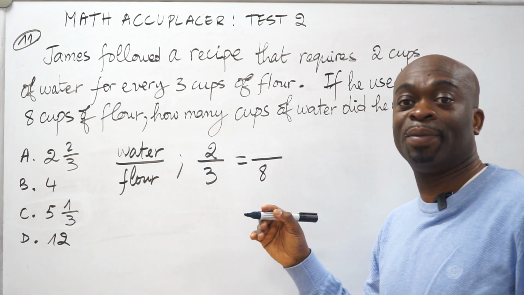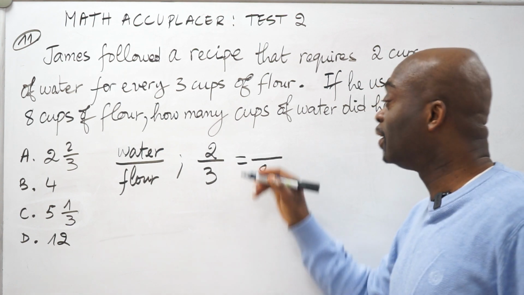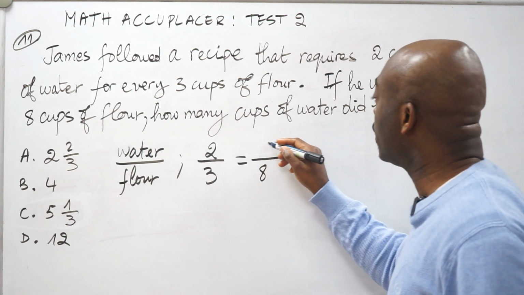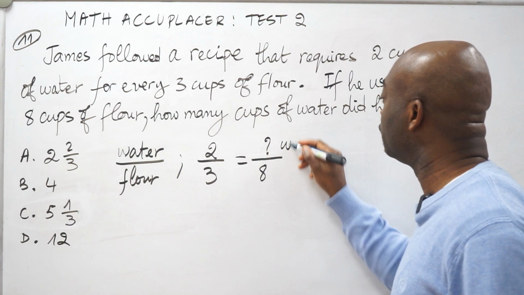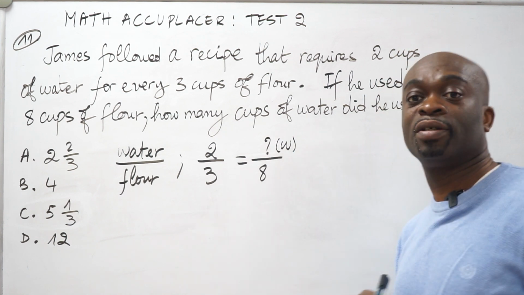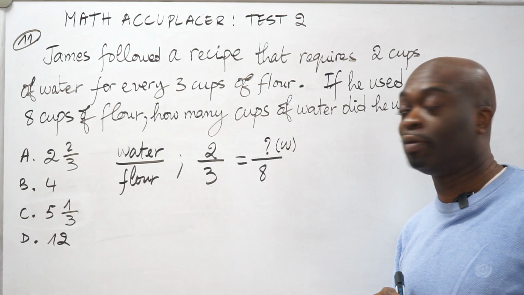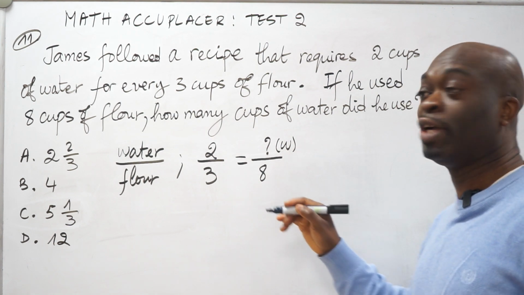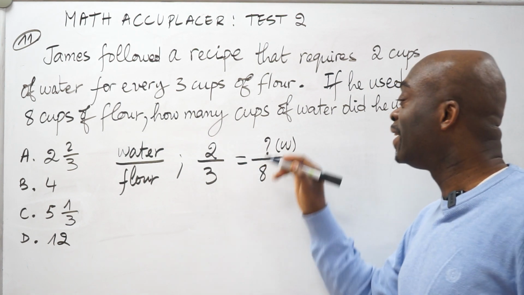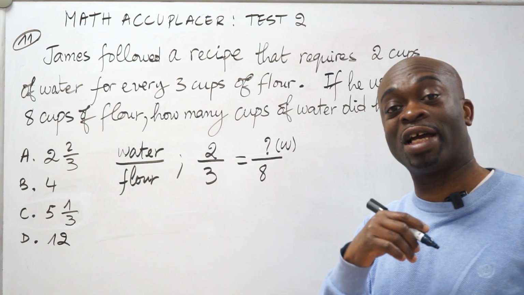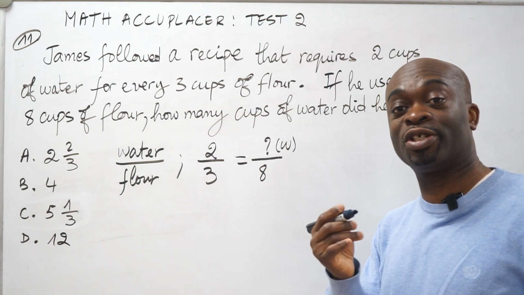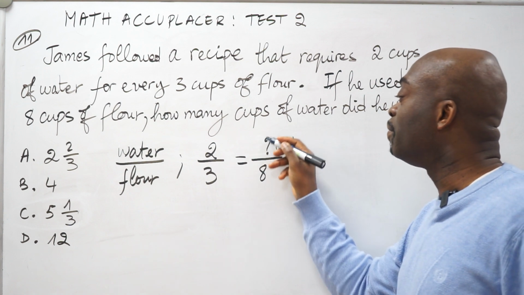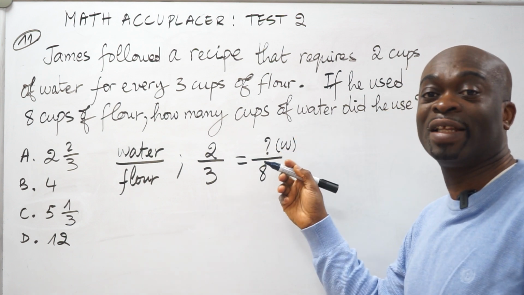Now what do we have on the top? Nothing, because that's what we're looking for, the cups of water. So it's what we don't know, and then I will put W as what we're looking for. Now, so we're looking for W, what do we have to do? So this one, sometimes we have fractions. You guys can go back to our previous videos when we're talking about fractions. So we're talking about like a missing number here. So how do we find that out?